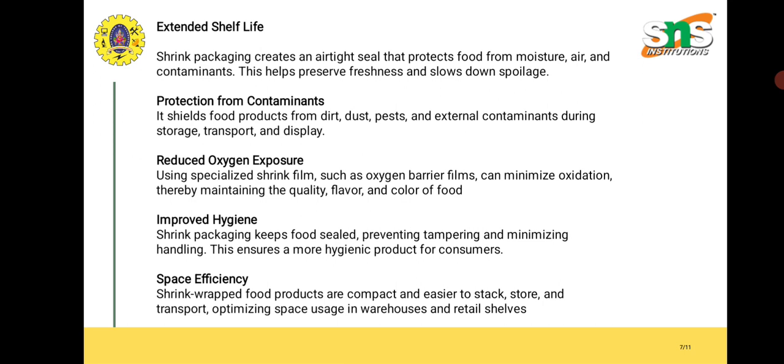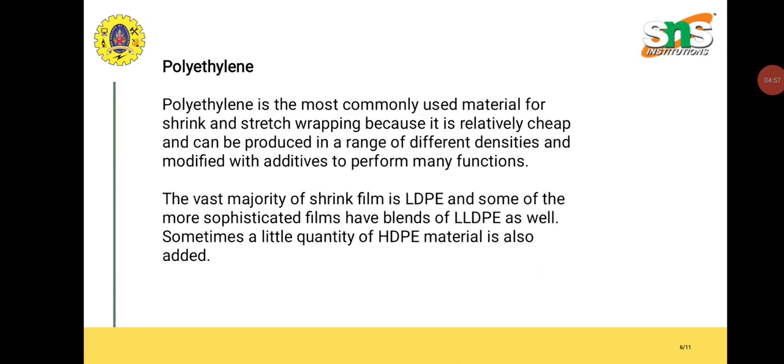Shrink packaging. The advantages of shrink packaging include extended shelf life, protection from contaminants, reduced oxygen exposure, improved hygiene, and space efficiency. Polyethylene is one of the components or materials used in shrink packaging. It is mainly used for shrink and stretch wrapping.